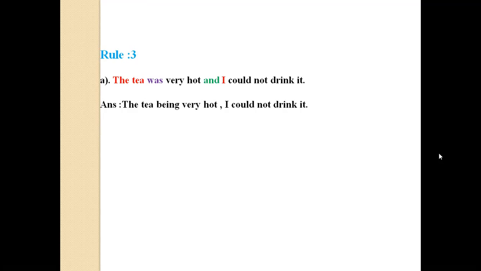I repeat it. The subjects of the two clauses are different, and there is a be verb in the first clause. So if you want to turn it simple, you write the subject of the first clause. This is the tea. Then use ing with the be verb, so it will be being. Then the rest of the clause, very hot, omit and, use a comma, and the rest of the sentence. So the answer will be the tea being very hot, I could not drink it.